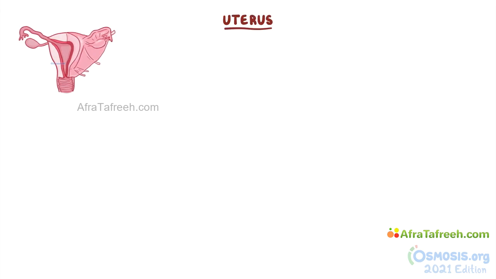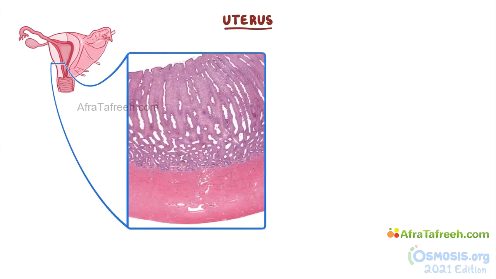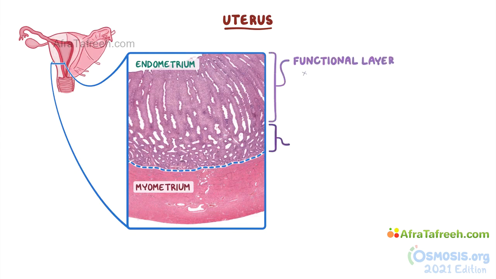Now, let's move to the uterus. In this cross-section of the uterus, we can see the clearly defined and basophilic endometrium and the surrounding myometrium. The endometrium is further divided into 2 zones. The functional layer is the upper or surface portion, and the basal layer is the underlying portion of the mucosa.